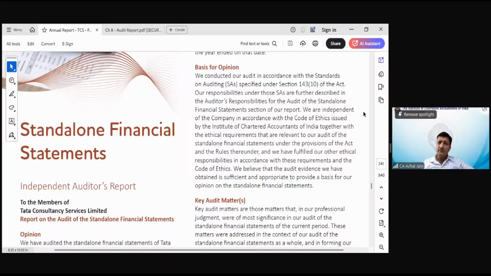Clear on this? So in the basis for opinion para, once again you can see how the basis has been explained by the auditor. Correct? Clear on this? Any questions so far?